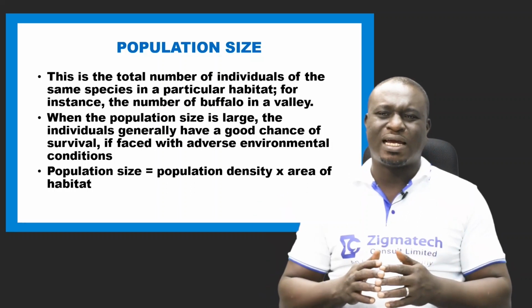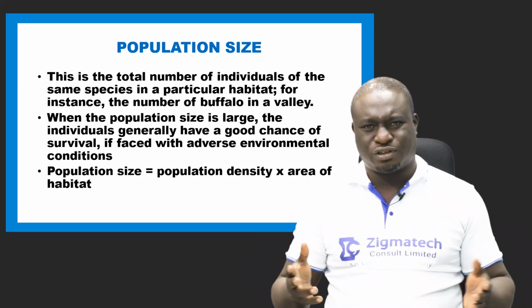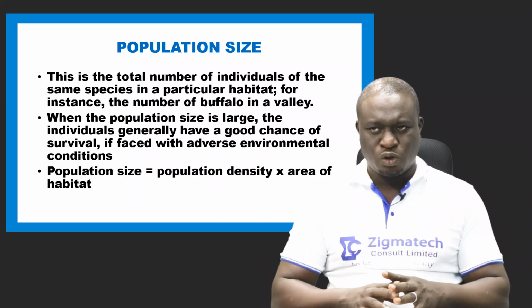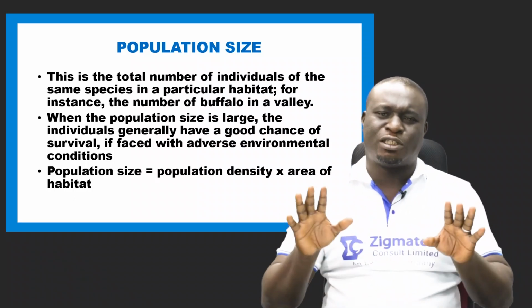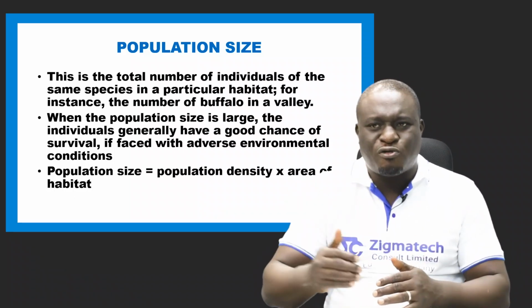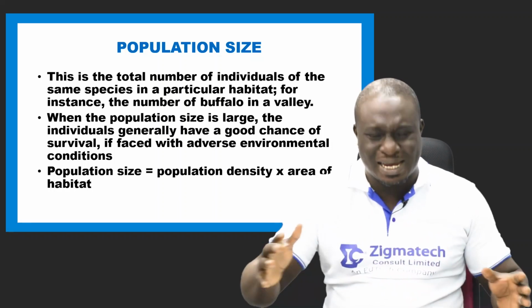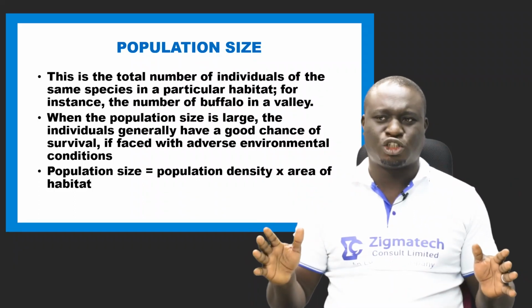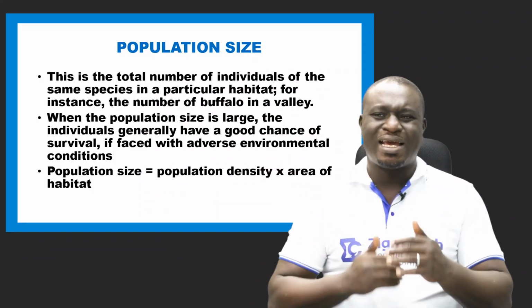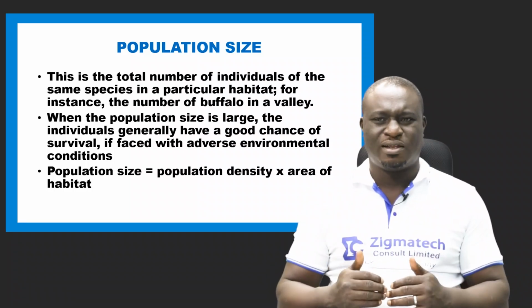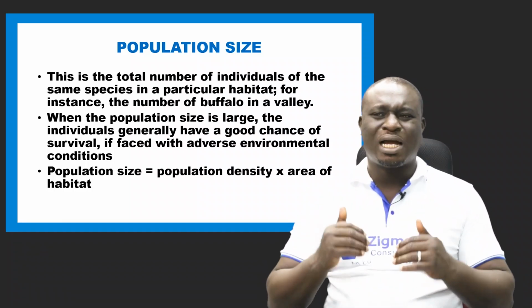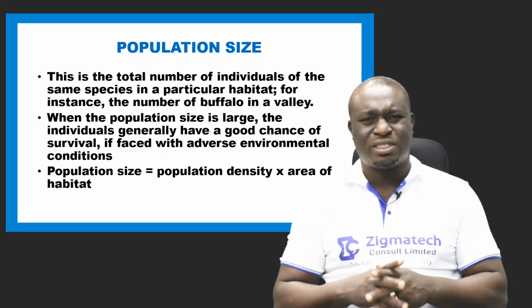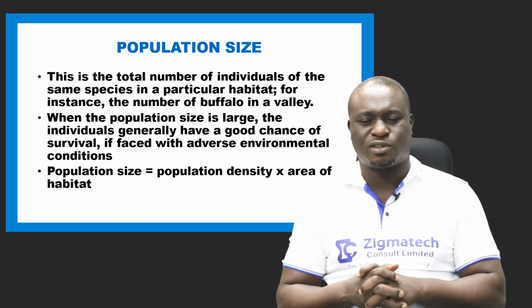For instance, we can take the number of lions in a valley, or the number of buffaloes in a particular habitat. So the number of buffaloes talks about their population size. Now, when population size is large, the individuals generally have a good chance of survival if faced with adverse environmental conditions.